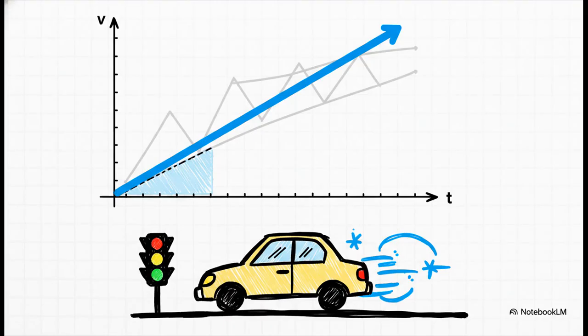So let's follow a car's journey. It starts from a dead stop, so its velocity is zero. Then the driver hits the gas. See how the line slopes steadily upward? That's showing a constant positive acceleration. The car is speeding up nice and smooth.